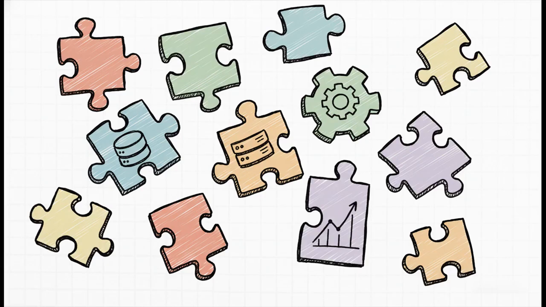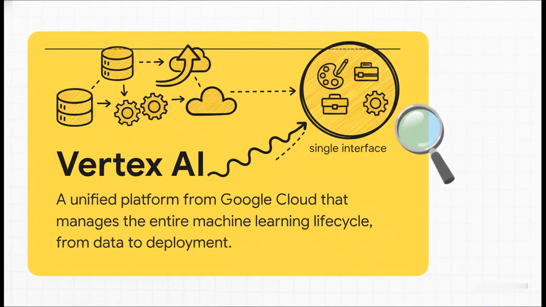It's messy and inefficient. And this is exactly the problem Vertex AI was built to solve. It's Google's answer to all that fragmentation. The core idea is actually pretty simple but incredibly powerful. Bring the entire machine learning process under one roof, with one single interface for the whole shebang.